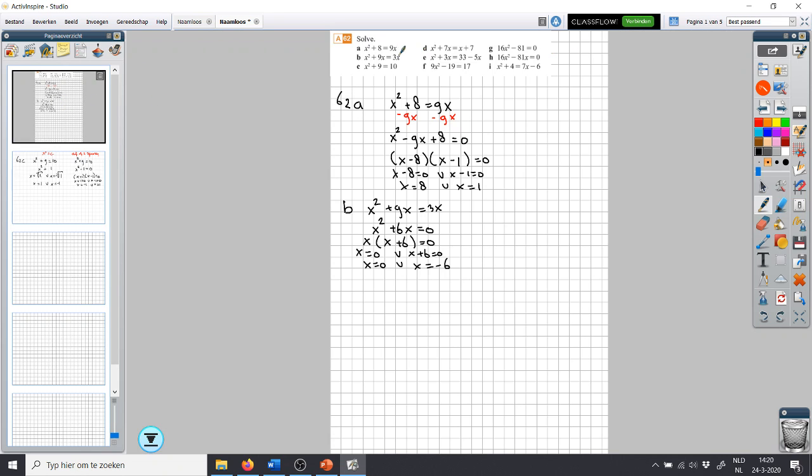I think the other exercises in 62, you can solve them in the same way. It's just up to you to find the correct way to either factorize them or rewrite them to the form x squared equals c. Right? Good luck. Check yourself using your answer book, please. And if you still have any questions, please ask them the next time you see me. Good luck.